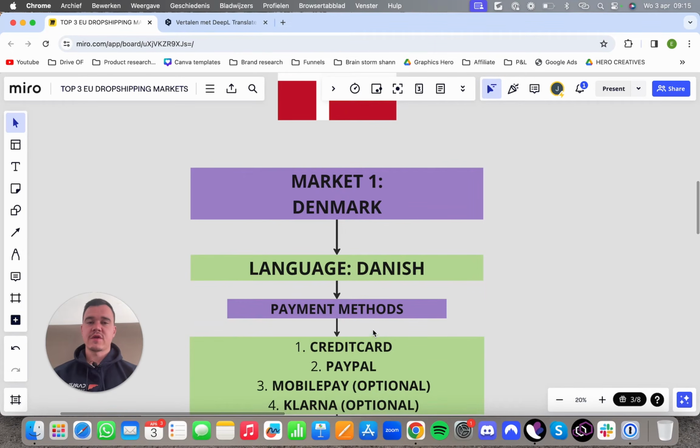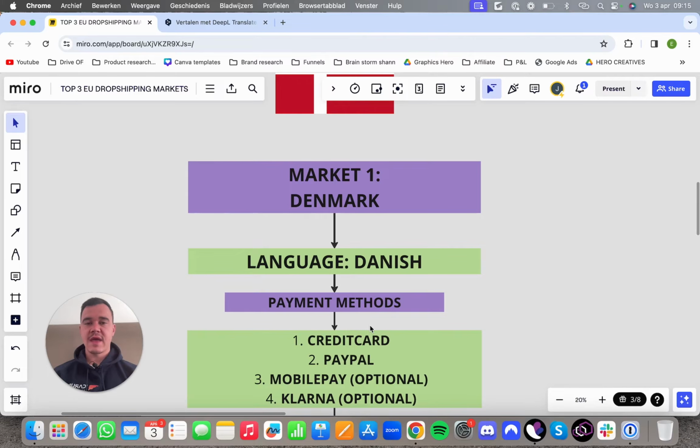Why? I think this is mostly from the capital that they have. They have a high buying power. They are pretty rich, these guys. They are pretty happy as well. So it is one of the happiest countries in Europe. But I've seen people scaling crazy in this country, and I think you guys can do this as well.